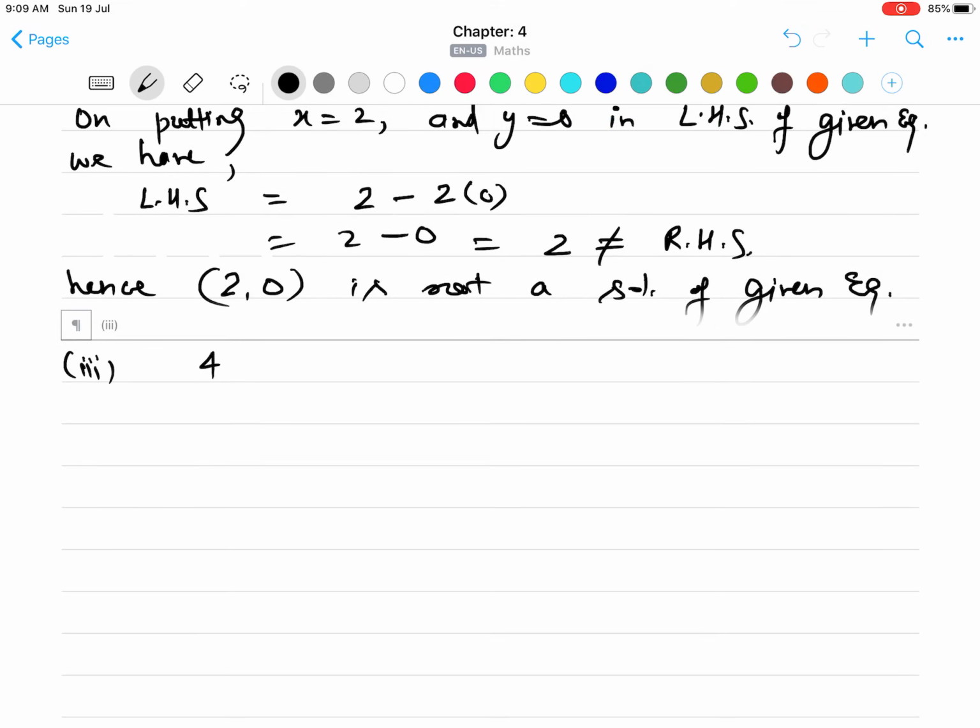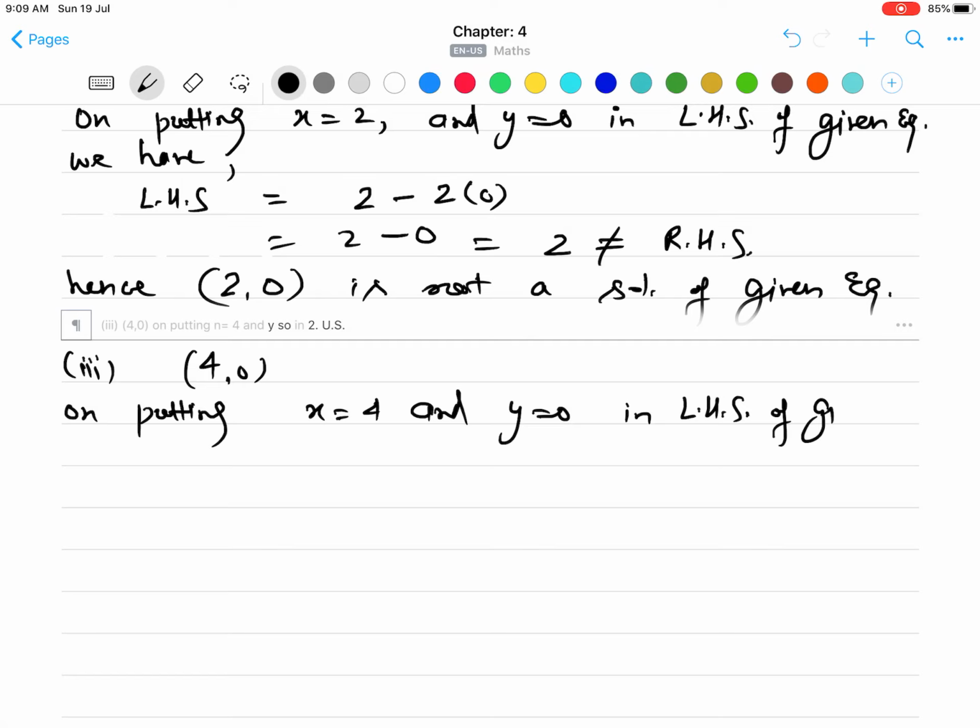The next solution given to us is 4, 0. So on putting x equals 4 and y equals 0 in the left hand side of the given equation, we have, the equation is x minus 2y equals 4.